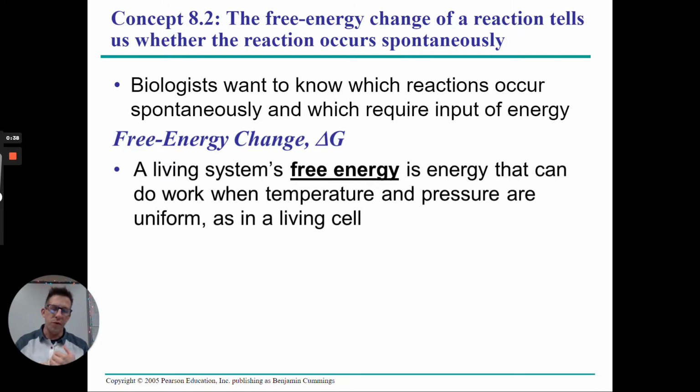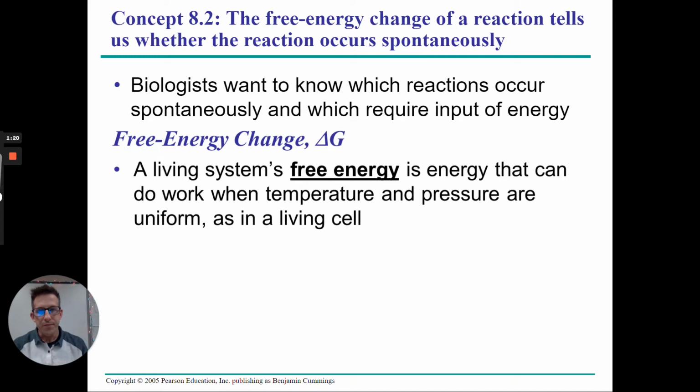Okay, one of the first things I want to discuss here is something known as Gibbs free energy, otherwise known as free energy. One of the things that biologists really want to know in terms of this micro scale, cellular level biology, is which chemical reactions occur spontaneously and which ones are going to require input of energy. This is important because it allows scientists to understand which chemical reactions are going to be used for the cell to actually do work and which ones are going to have energy put into them to actually run or work.